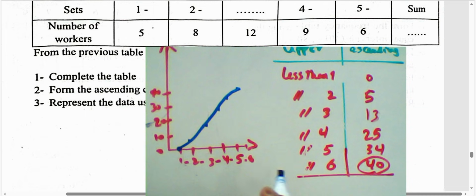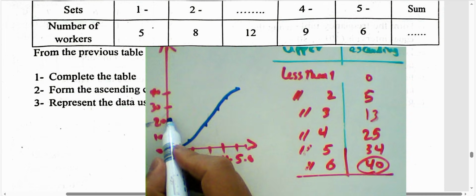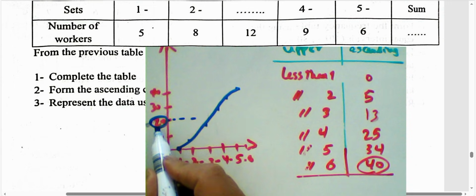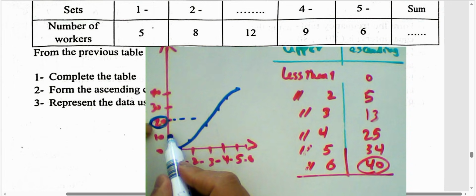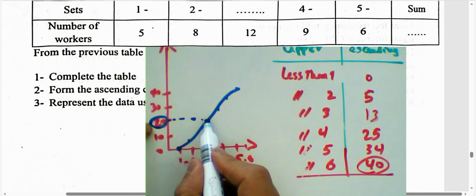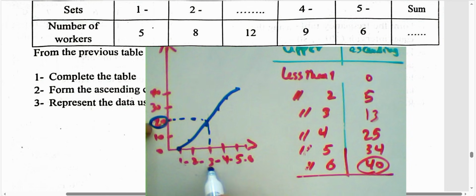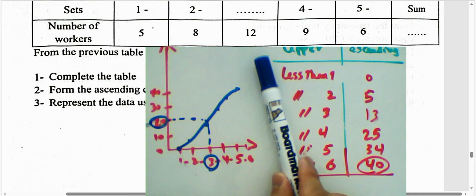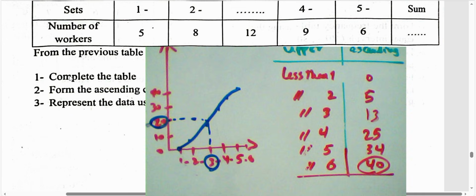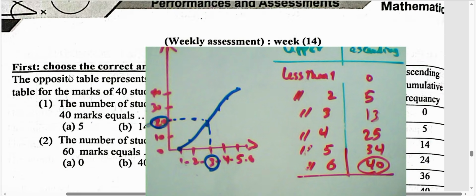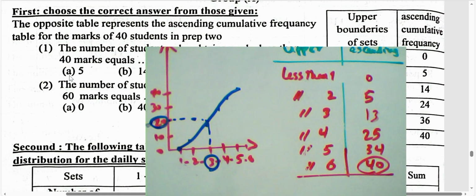If you want to find the median, you can select the median on the vertical axis. It will be 20, and then going to the intersection with the curve, and then drop to 3. 3 here is the median. The median will be 3. So we have here upper and ascending, like a table. Okay, right at this table here, upper boundaries of sets, and the ascending cumulative frequency.